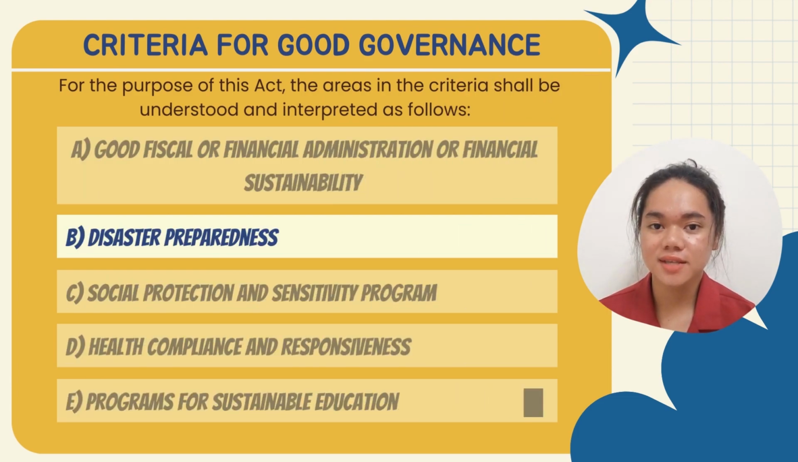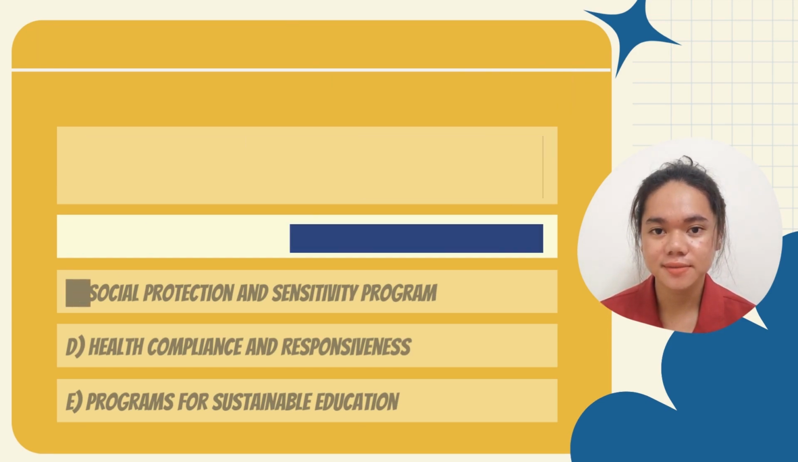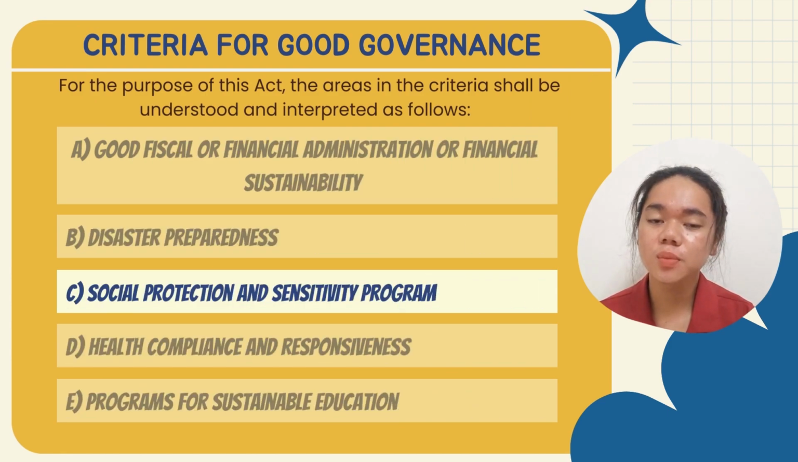Next is disaster preparedness. This refers to an LGU's preparedness for any disasters or natural or man-made calamity by adopting relevant plans, taking proactive actions, and building its capacity to respond effectively to emergencies when needed. Then we have the Social Protection and Sensitivity Program.